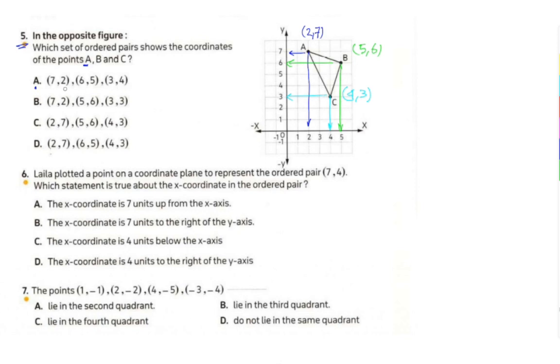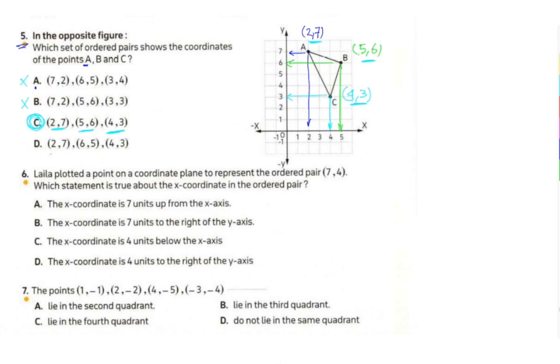A (7, 2), that's false. It's (2, 7). Choice B has A (7, 2), false. That's (2, 7). Choice C has (2, 7) for A, that's right. For B, (5, 6), right. For C, (4, 3), right. So this option is the right one.